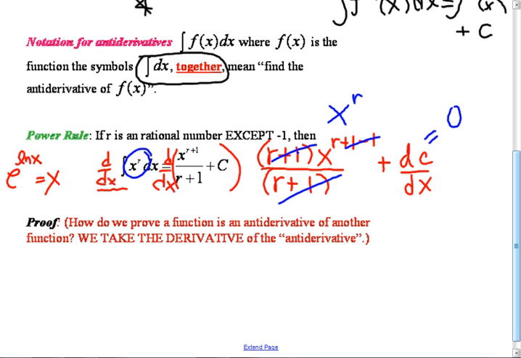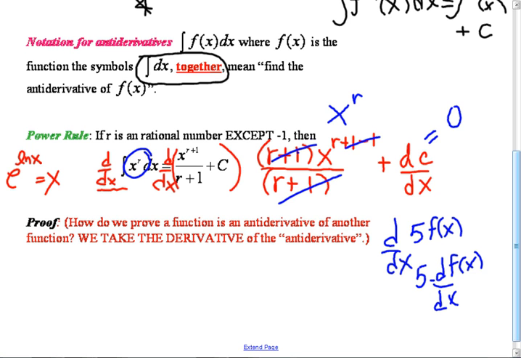Do I need to do the quotient rule? Remember, this is just like 5. It's just a number, so you can ignore it. Remember how you can take the derivative with respect to x of 5 times f of x, and remember how you can just pull out the 5? This is 5 times the derivative with respect to x of f of x. R plus 1 is just a number. I know it bothers you. You're saying, well, it's got a letter in there. No, no, no. R is just a number.